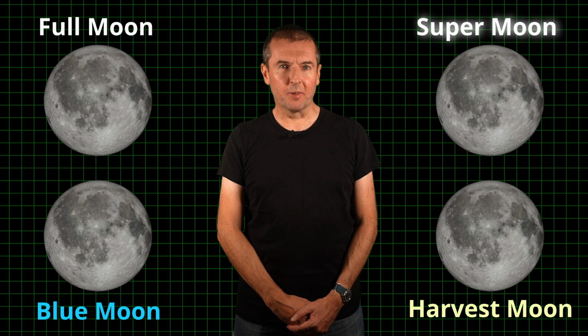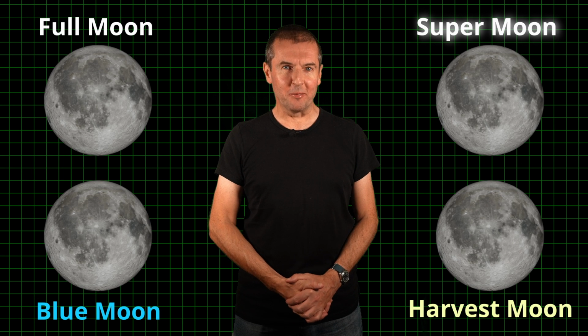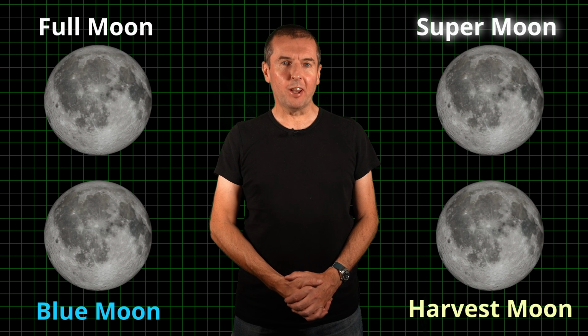Full moon, blue moon, super moon, harvest moon. These are all different types of moon, but what's the difference? What does it all mean? Let's look at all these different names we have for the moon and see why we have them.